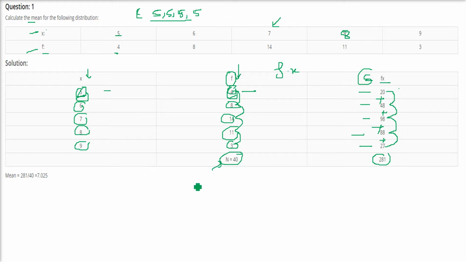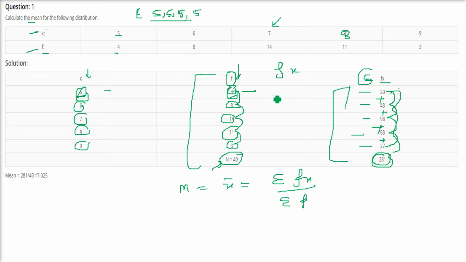Now the mean is given by, we write mean as m, or sometimes we write it as x bar, like this. So what do we get? Sigma fx, that is the addition of all the columns of this part of the table. Then we have sigma f, that is this part of the table, all added. This is 40. So 281 is sigma fx, and sigma f is 40. So this is going to come 7.025, and this is the mean of this distribution.